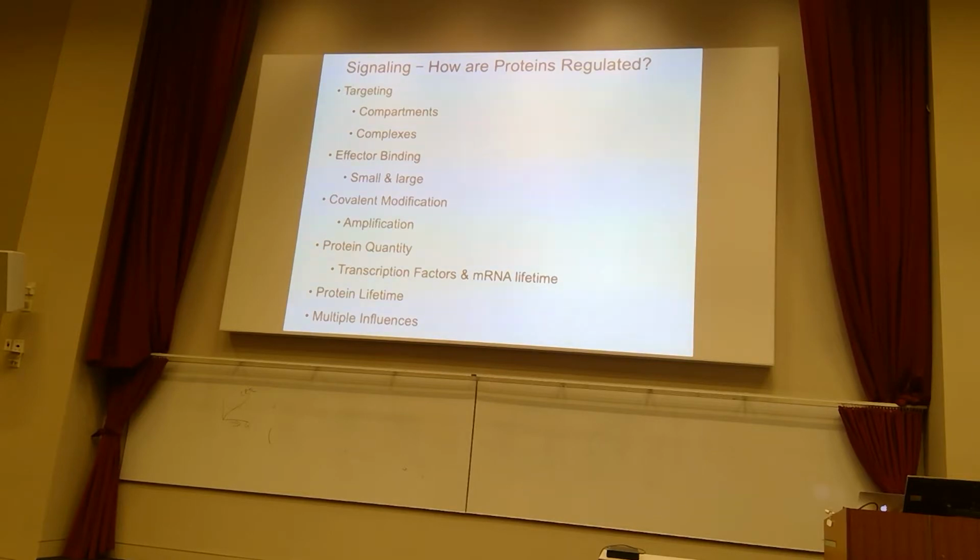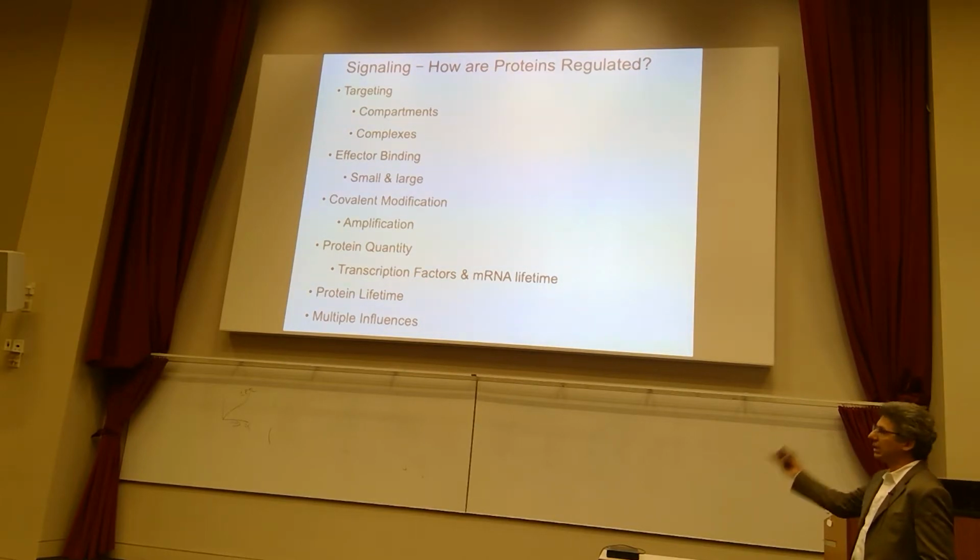We can alter the position within the cell, targeting them to particular compartments or associate them with different protein partners. We can bind allosteric regulators onto the proteins to control their activity. We can modify them, for example, with kinases to phosphorylate them to make them active or inactive. We can alter the amount of protein that's present in the cell, either by inducing gene expression or by altering the lifetime of the mRNA that encodes for them.